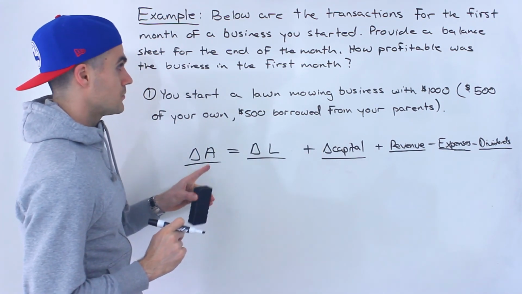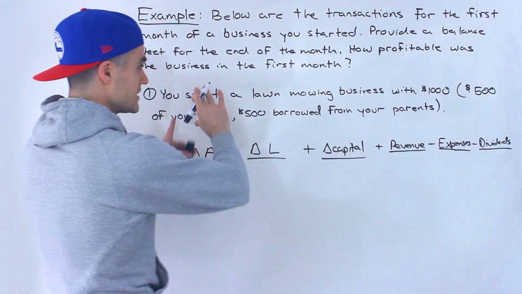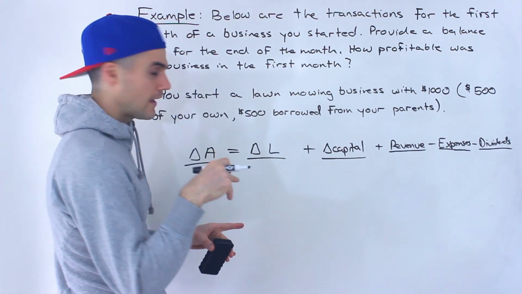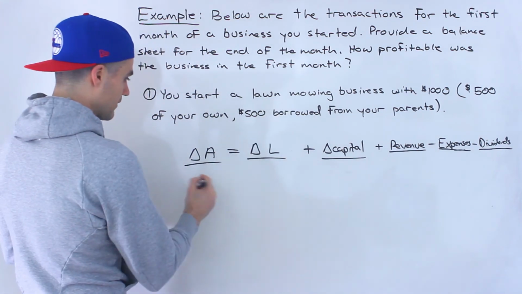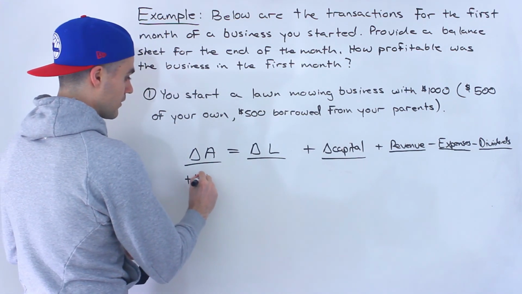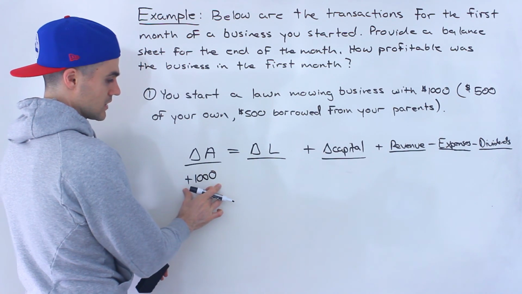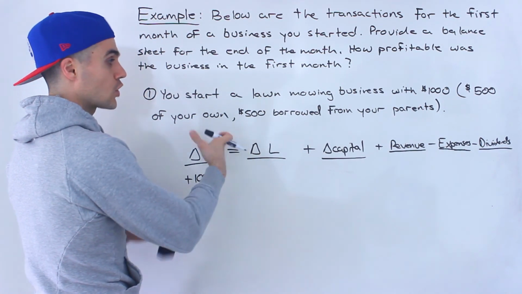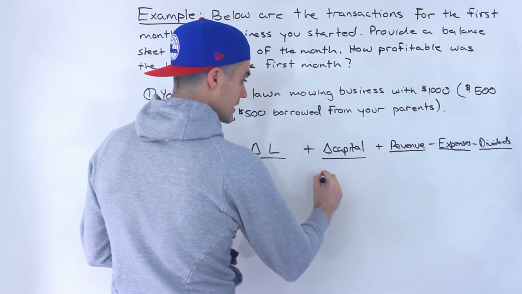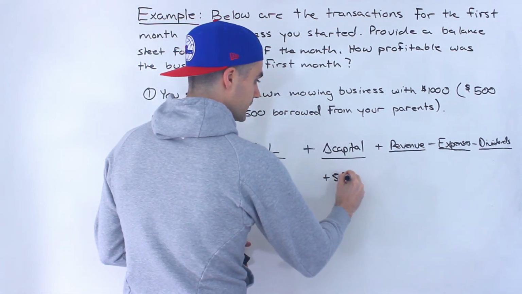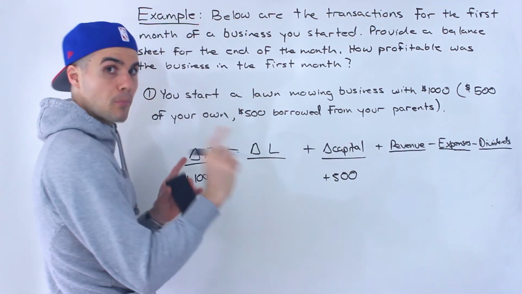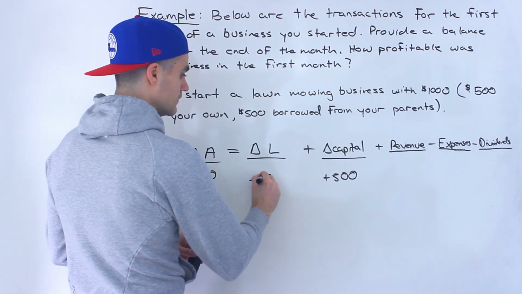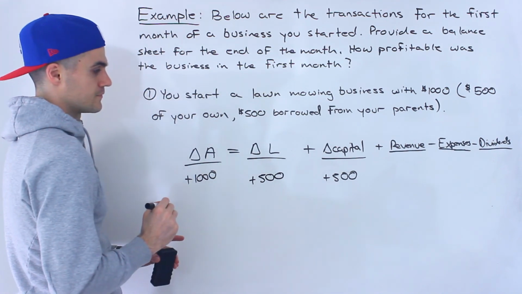So you start a lawn mowing business with $1,000. This particular transaction, you can split up into 2 lines, or you could do it in 1 line. If you did it in 1 line, well, $1,000, so you're going to get $1,000 cash. That's an asset, that's going to go up. And then $500 is your own money, which would be the capital. And then $500 is borrowed from your parents, which would be a liability, like that.